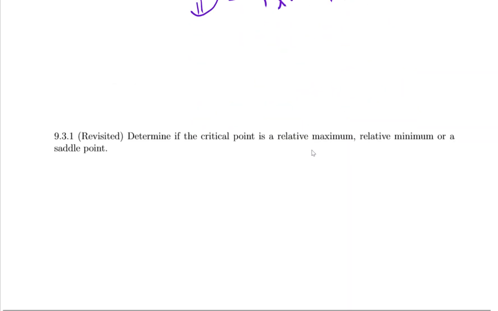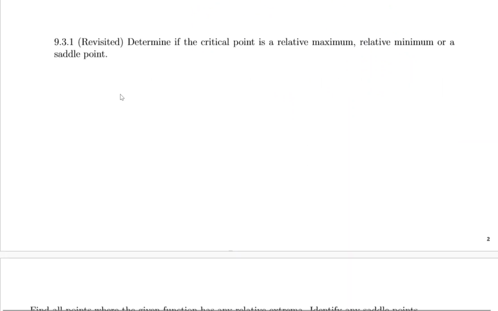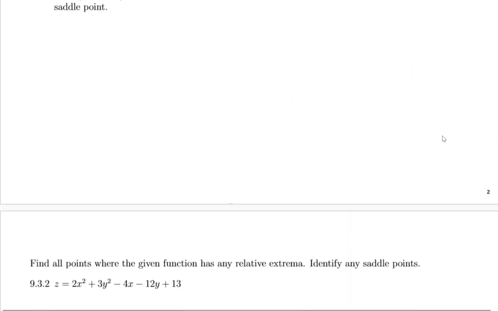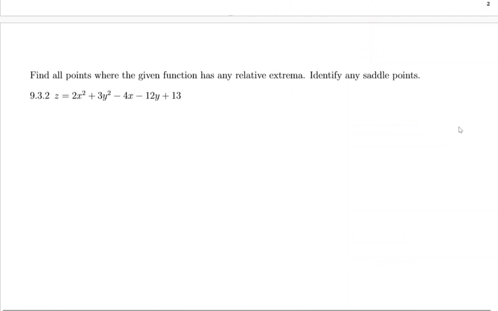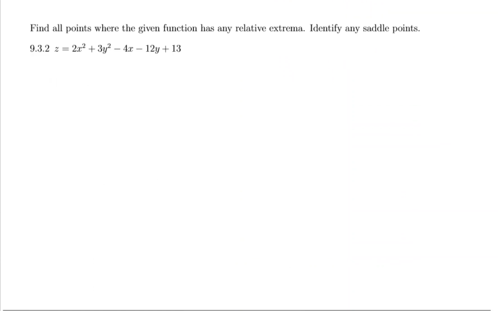All right. Then we had finished up 9.3.1 by finding whether or not we had a max or min. Let's do some more examples. So the first thing we're going to do is find all points where the given function has any relative extrema and identify any saddle points that we have. And so the first thing I'm going to be looking for is critical points. So in order to do critical points, I need the derivatives of these, places where the derivative is zero, and then I use the second derivative to decide what the concavity looks like.